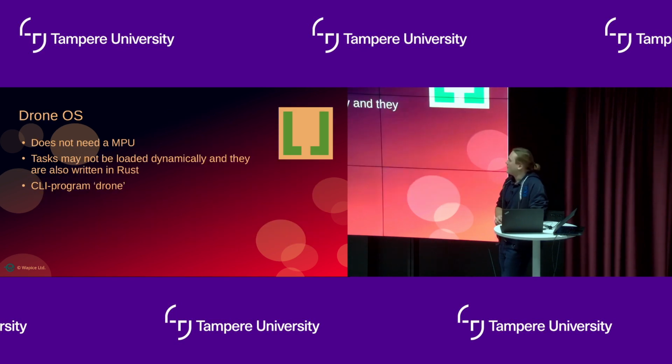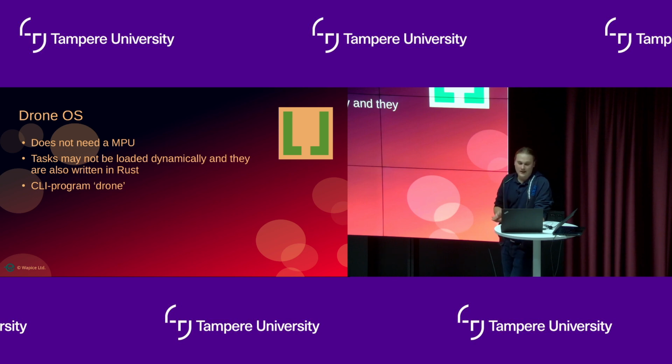Okay, then the next operating system, Drone OS. Who has heard about Drone OS? Fewer hands rise up than before, which is predicted. This is a smaller operating system than TOC OS. Drone OS does not need a memory protection unit, but it actually can use one if it's present on the chip. And since it does not need one, it has some special arrangements. Also, the tasks may not be dynamically loaded like in TOC OS, and they are entirely written in Rust, so it's just one binary flashed on the device.